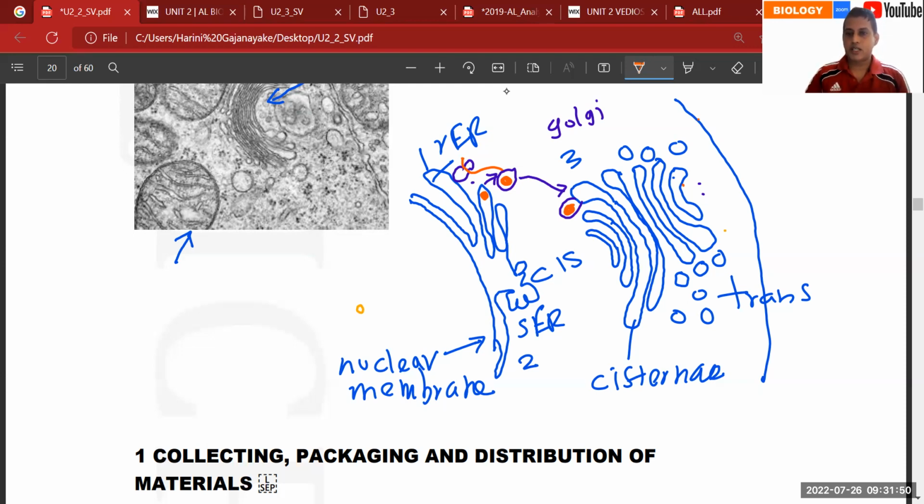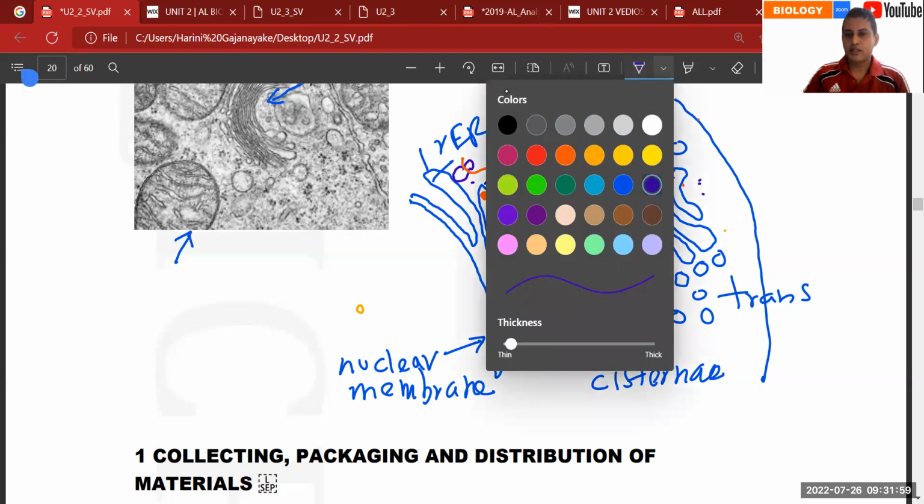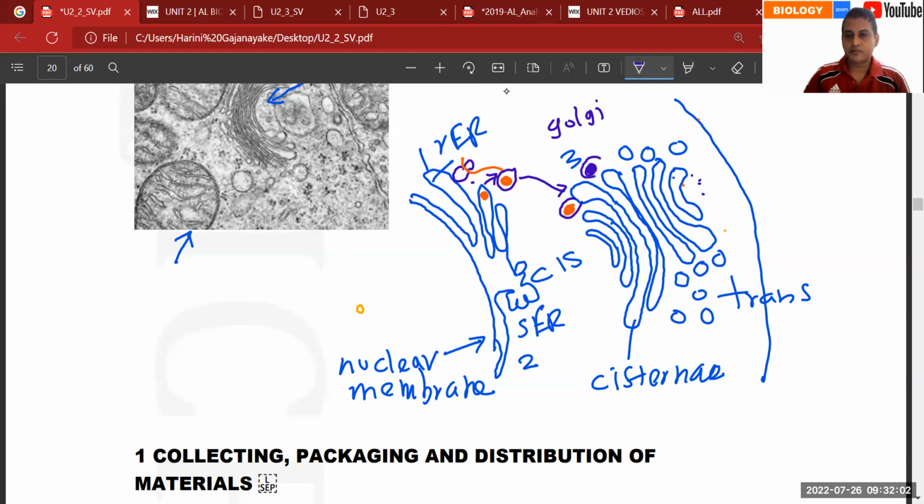now I just show a different color. The protein received at the Golgi now changes and again makes another vesicle. Now after that, this is the final version of the protein. So this protein can be used by the cell, or this protein can go out of the cell.